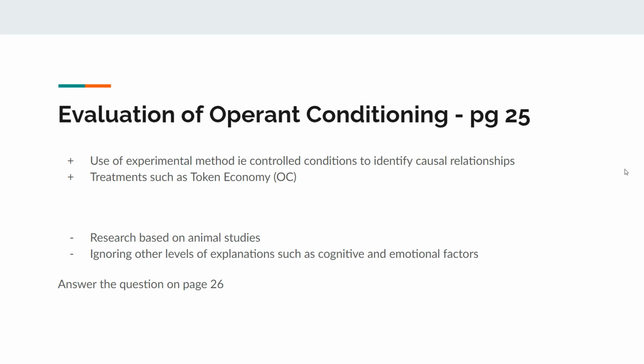Okay, so last part of operant conditioning is looking at the evaluation. So same as with classical conditioning, I've just got brief bullet points here on the presentation, and there's more detail in your booklet. So first strength, use of the experimental method.